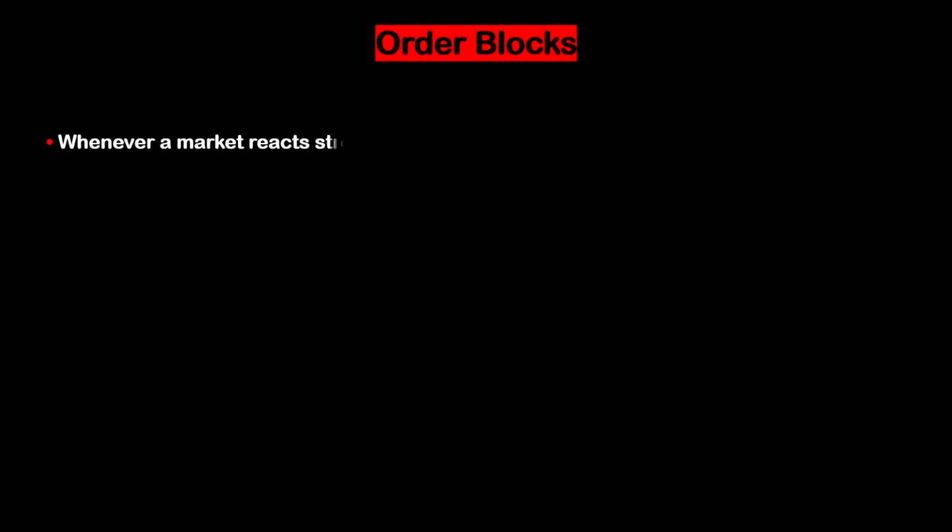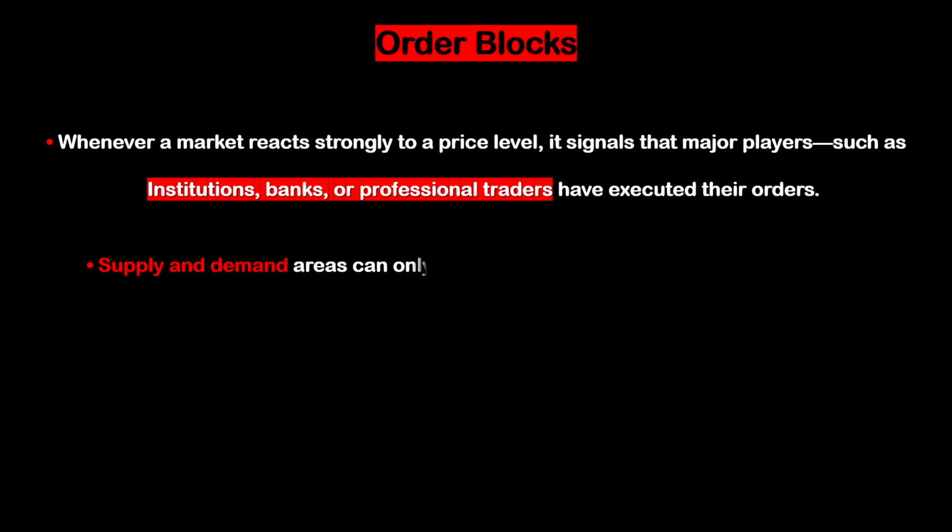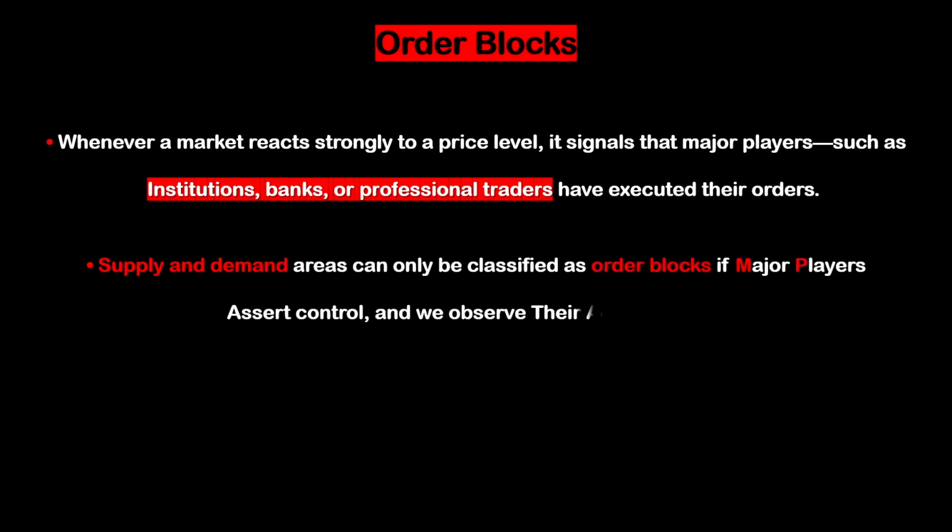Whenever a market reacts strongly to a price level, it signals that major players, such as institutions, banks, or professional traders, have executed their orders. Supply and demand areas can only be classified as order blocks if major players assert control and we observe their actions there.